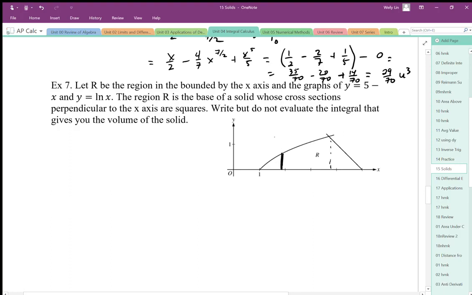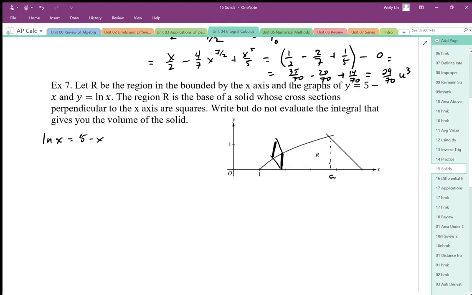This length is going to generate a square, okay, and those squares make the 3D object. Right, but do not evaluate the integral. So I first of all need to figure out where those two lines intersect. We can't actually solve this equation, log x equals 5 minus x.